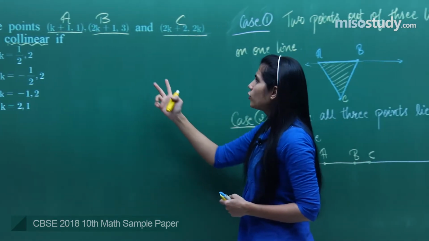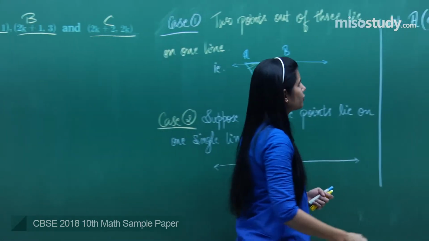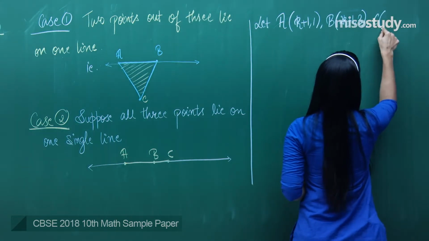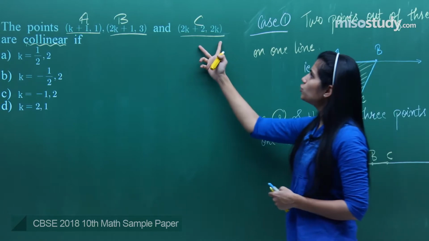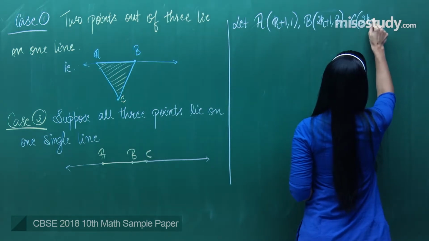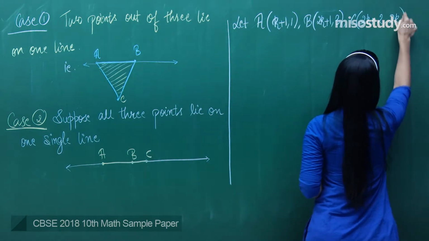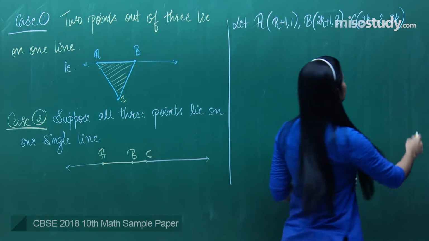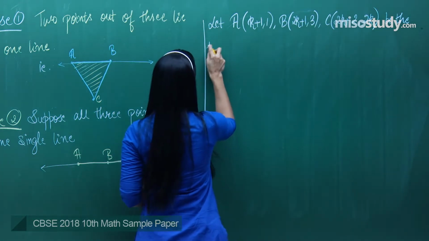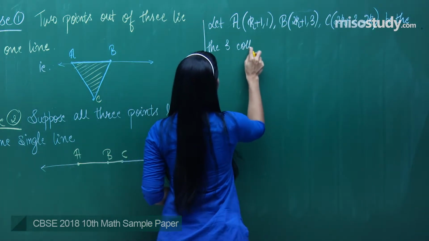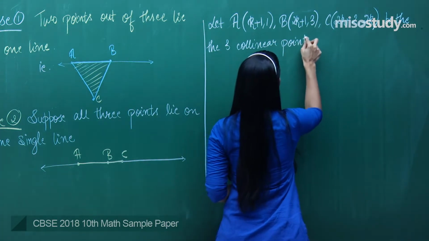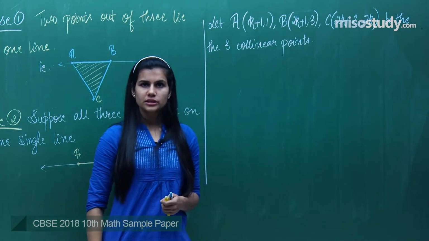Let the second point be denoted by B which is (2k plus 1, 3). And let the third point which is (2k plus 2, 2k) be denoted by C. Let these be the 3 collinear points. Understood?